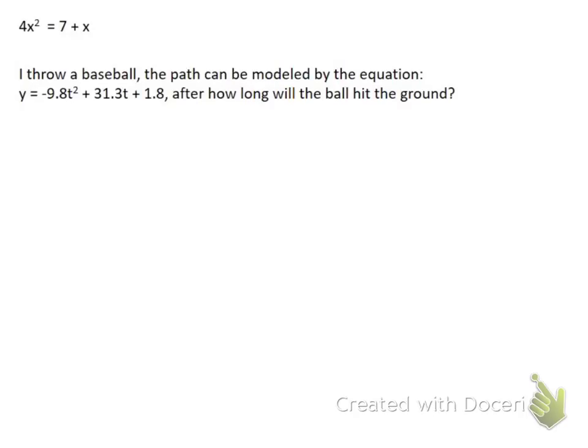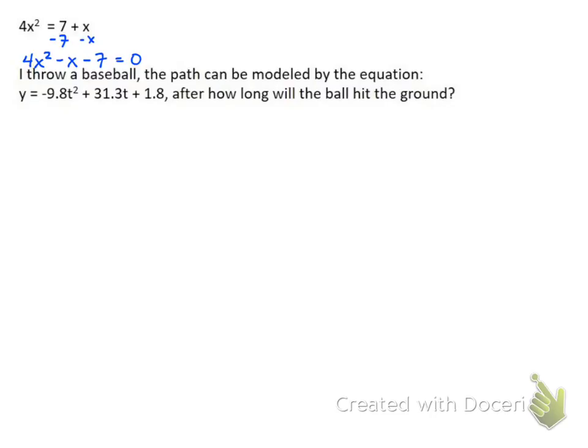I am going to skip the 4x squared. Again, that would be one where either way you would want to do it. You can move the 7 and the x over to the left-hand side. I think it's pretty easy to do that and just get 4x squared minus x minus 7 equals 0. Again, just make sure when you're doing that that it's got to go x squared, then x, then your constant term. Next one, throwing a baseball.